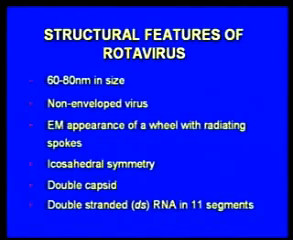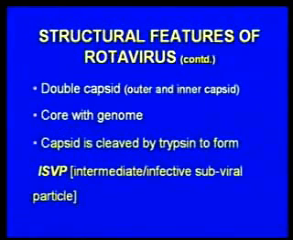Now, there are 2 important features that we can emphasize here, and that is the presence of a double capsid and double-stranded RNA. Double-stranded RNA in 11 segments. So it's a double segmented. That's how I would remember this. And the double capsid has to do with the presence of an inner and outer capsid.